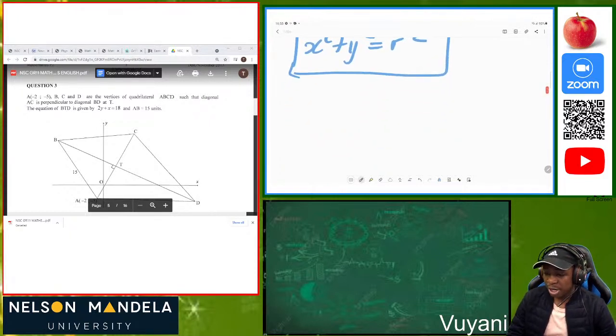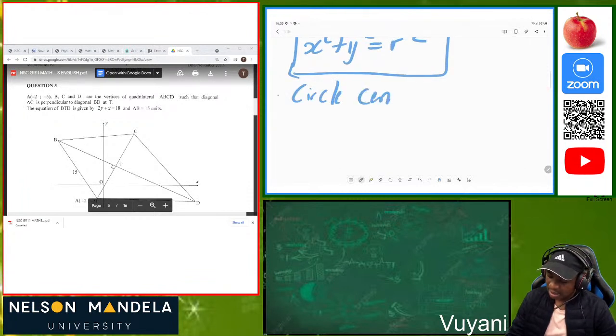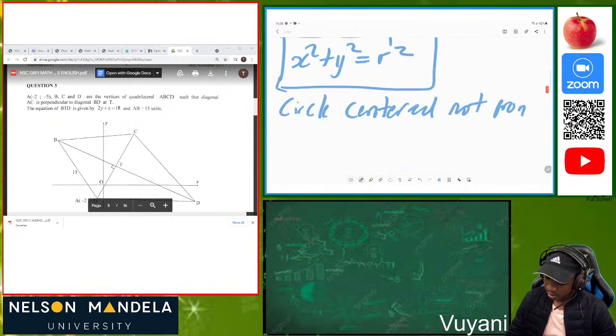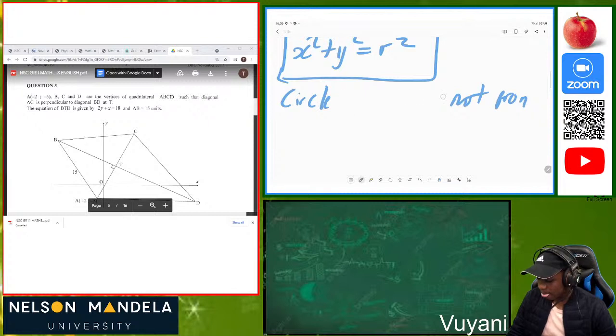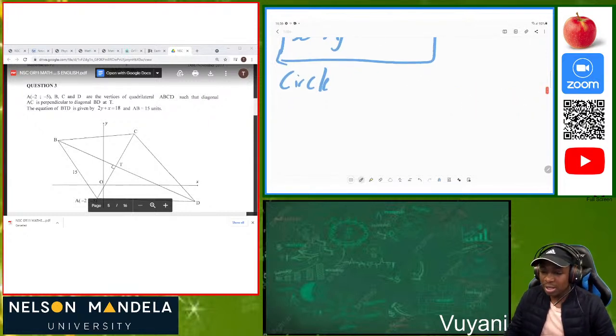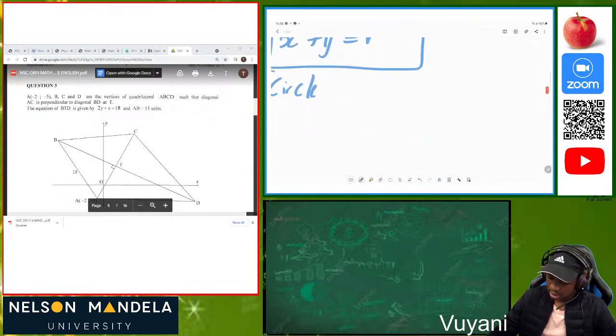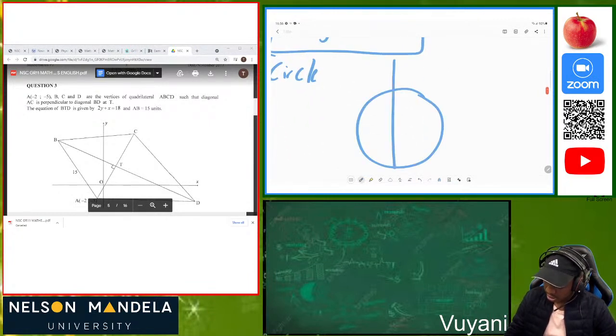Then the last equation which I'm going to talk about right now is the circle which is not centered at the origin, or let me just say a circle which has the center not on the origin. For instance, let me just draw it so that you can see it. Yes, so maybe we have this point here.